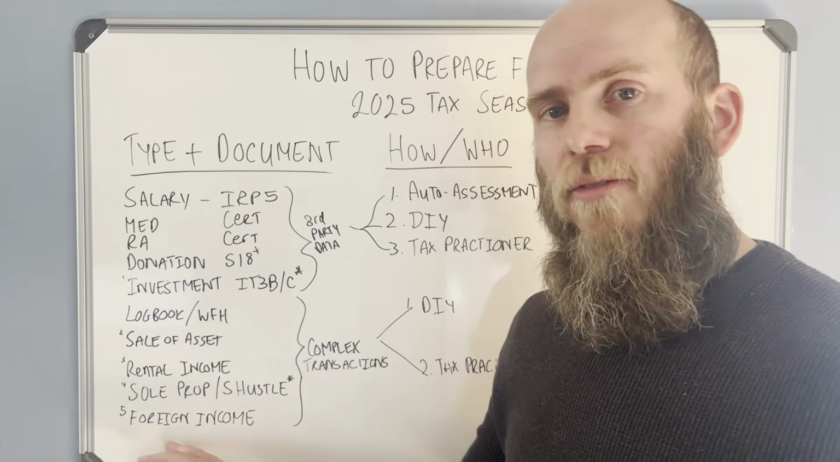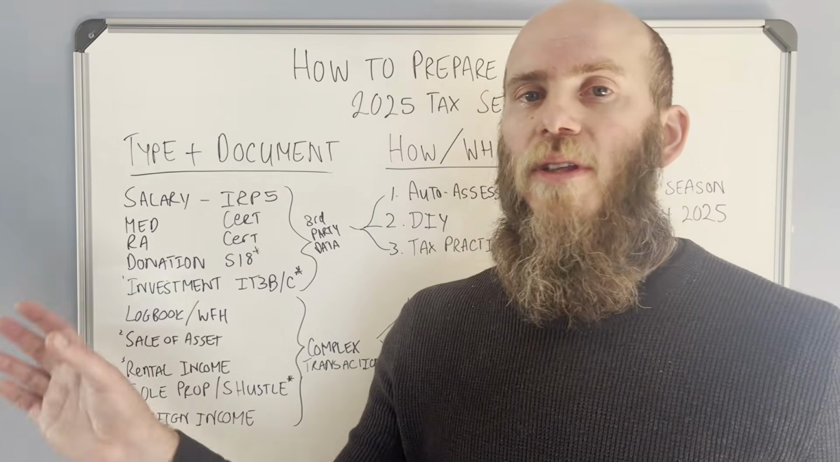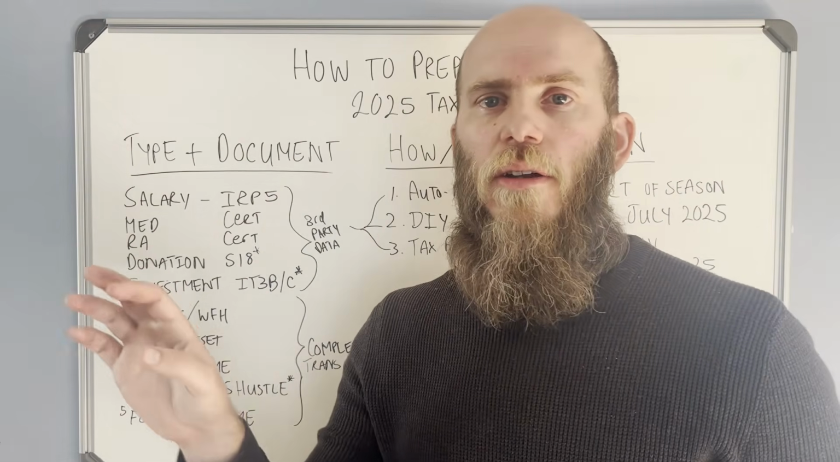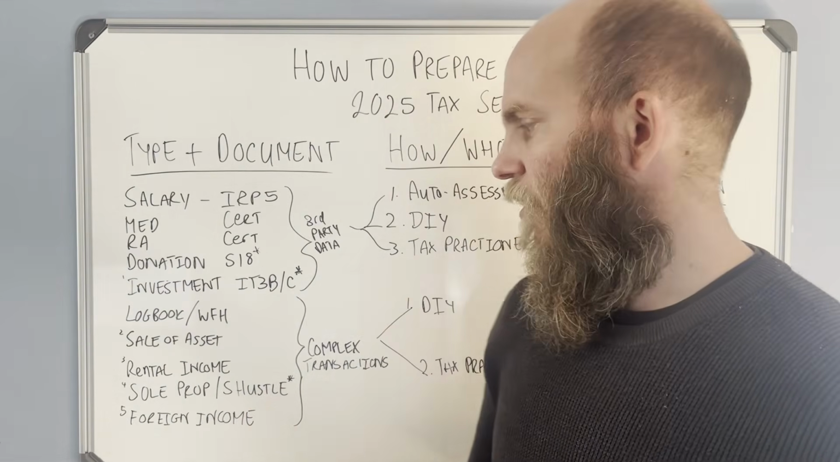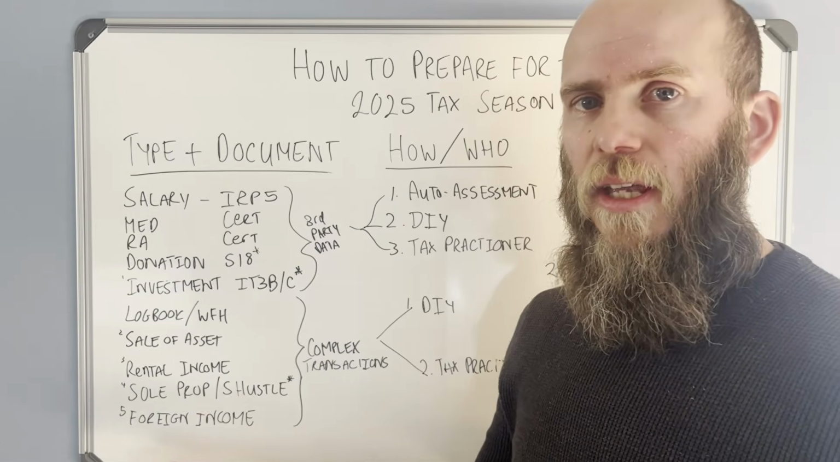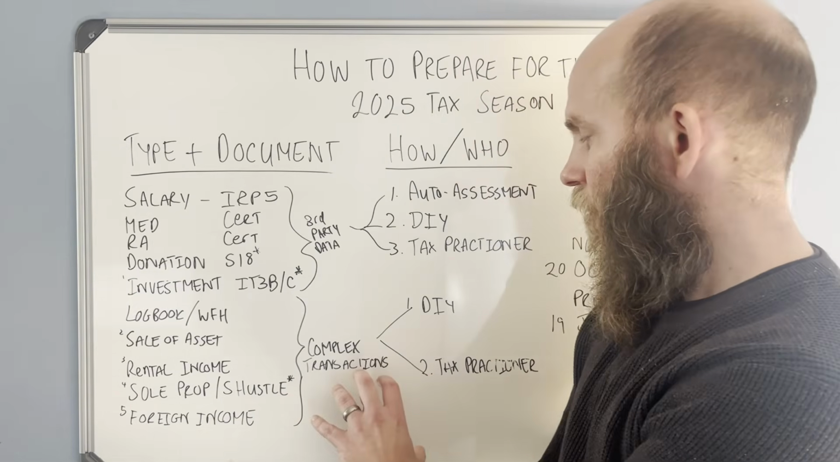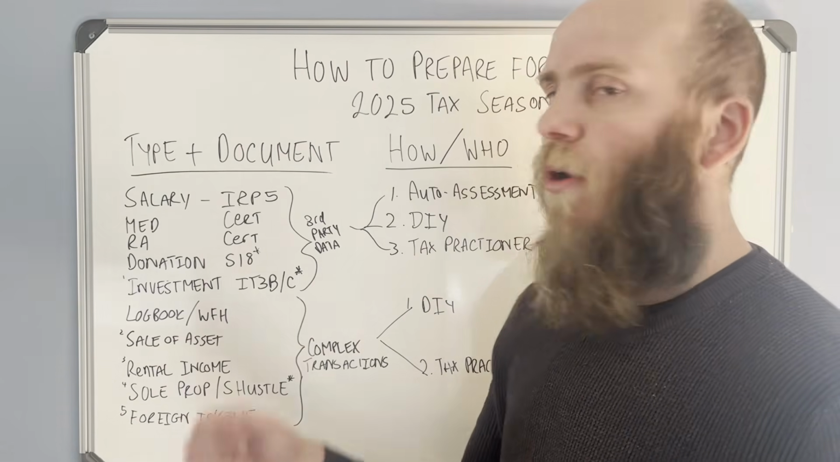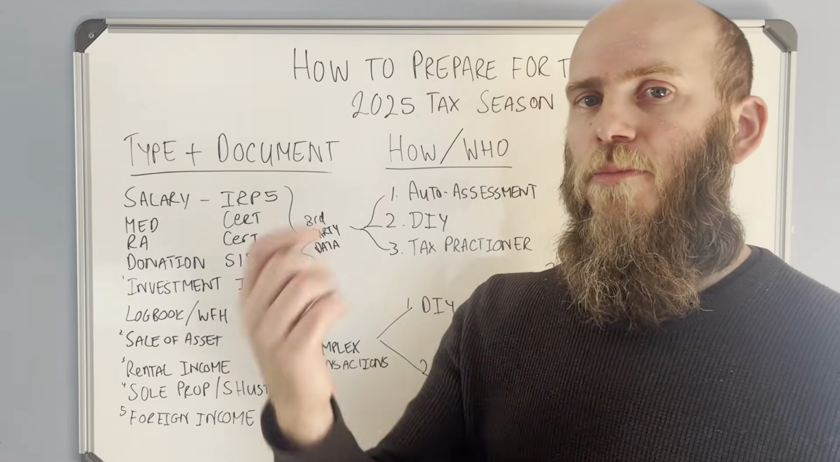And then finally, if you receive foreign income, whether that foreign income is paid into a PayPal account, a Wise account, through Stripe or whatever, you will need to get the evidence for that. And those are complex transactions. So complex transactions is anything where the third-party data doesn't exist and doesn't pre-populate.